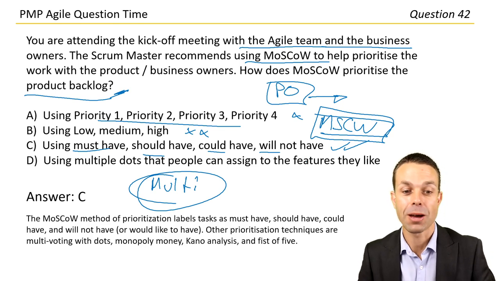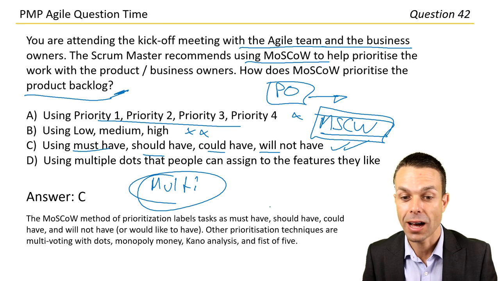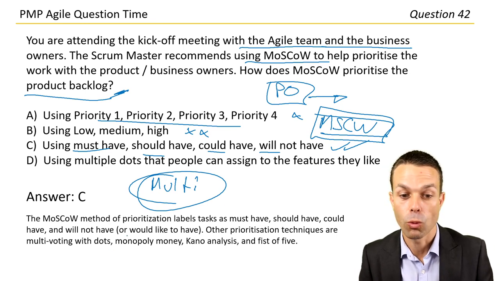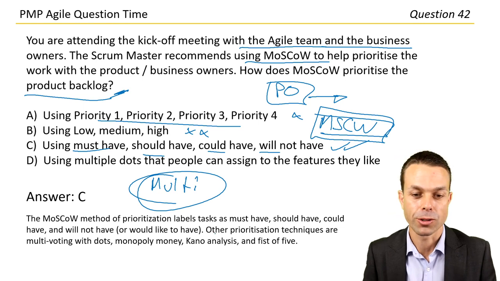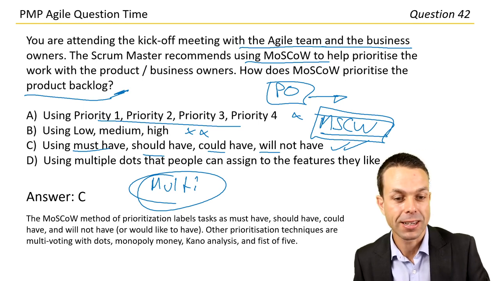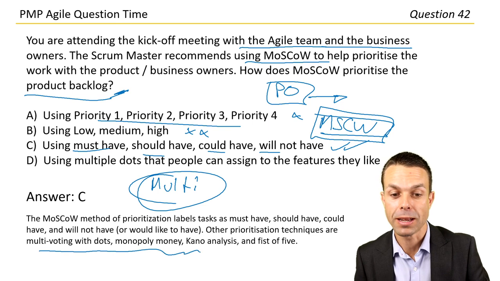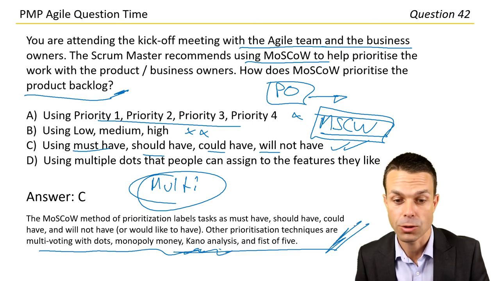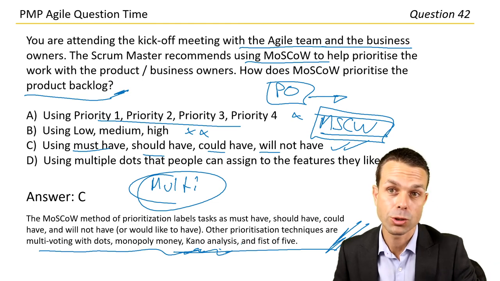Answer C. The MoSCoW method of prioritization labels tasks as must have, should have, could have, and will not have, or would like to have sometimes, if you wanted to go that way. Other prioritization techniques are multi-voting with dots, monopoly money, Kano analysis based on benefits or value sometimes, and the fist of five, so just doing a simple vote.